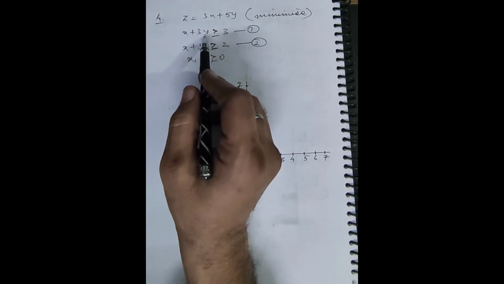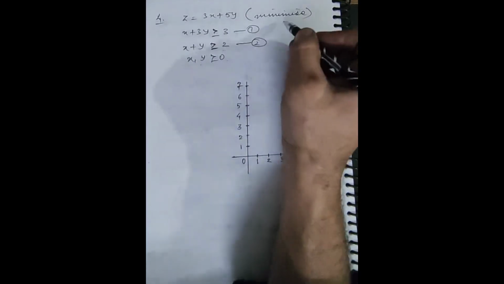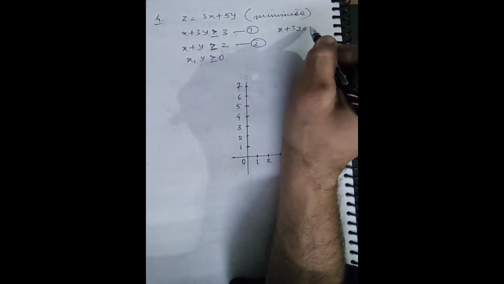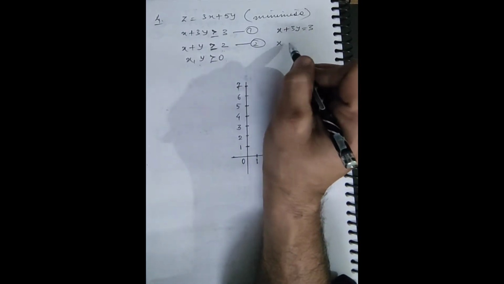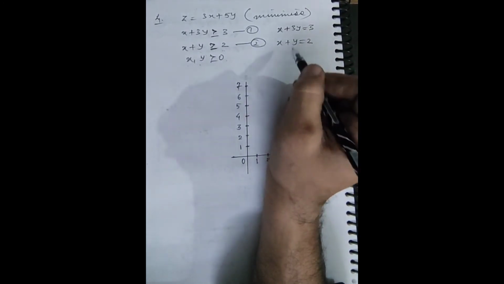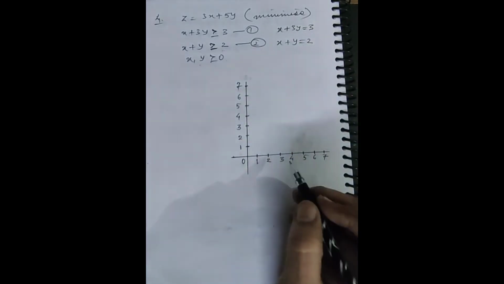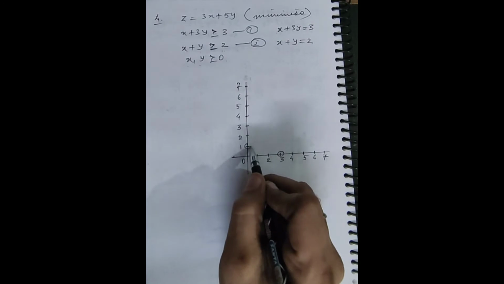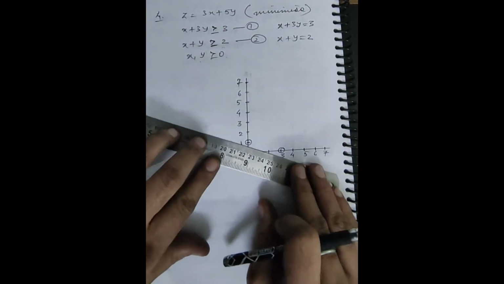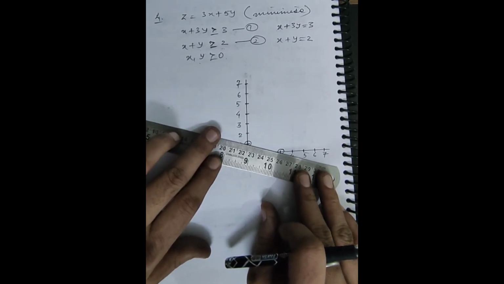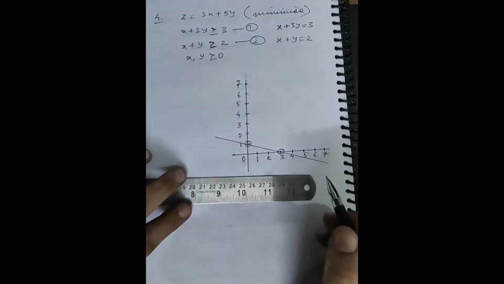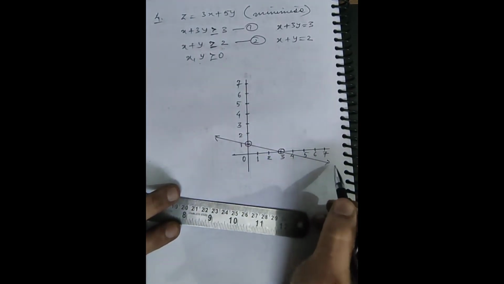First one, if I make y zero, x is equal to 3. Its corresponding equation is x plus 3y equal to 3, and the corresponding one for the second is x plus y equal to 2. So y equal to 0 makes x equal to 3, x equal to 0 makes y equal to 1. So we join these two to get the straight line corresponding to the first inequation.